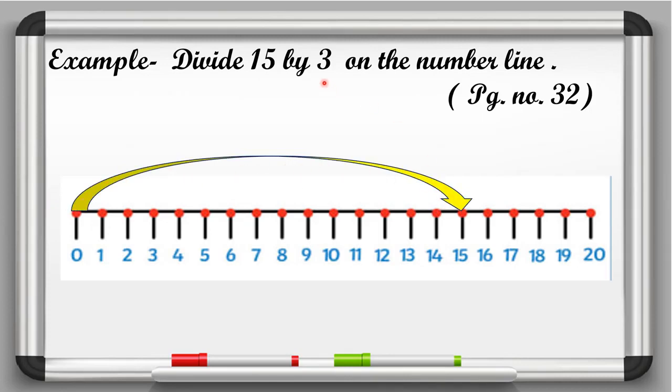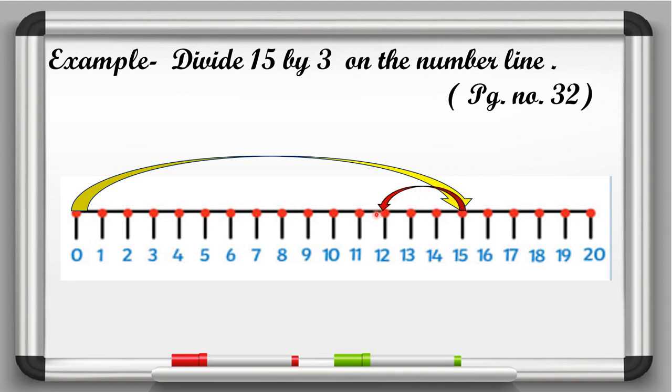Now we have to divide it by 3. So we will take 3 steps backward. ठीक है, हमें इसे 3 से डिवाइड करना है बेटा, इसलिए हम 3 स्टेप्स बैकवर्ड लेंगे. ओके, और कब तक लेंगे? जब तक 0 नहीं आता. तो लेट्स स्टार्ट. 15 पे हम हैं इस टाइम पे. नाउ 14, 13, 12. सो वी विल मूव बैकवर्ड फ्रॉम 15 टू 12 लाइक दिस.